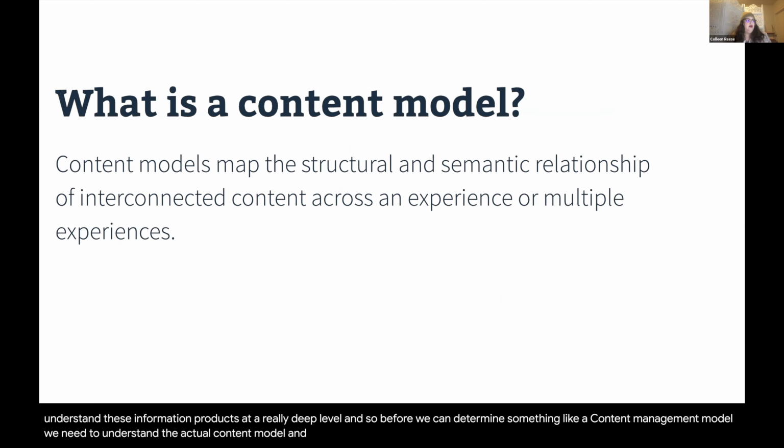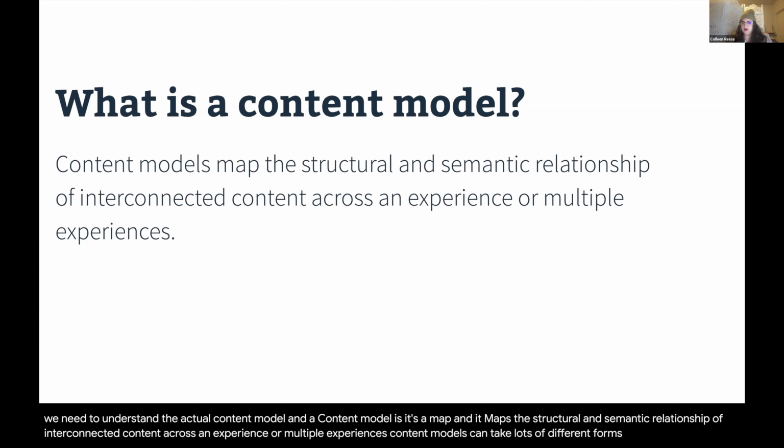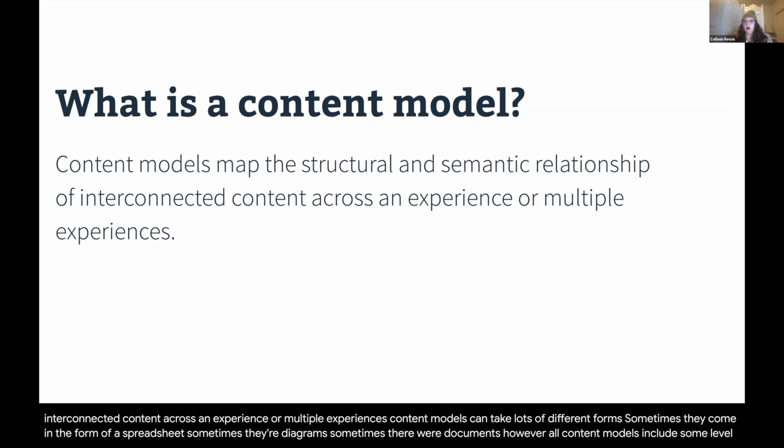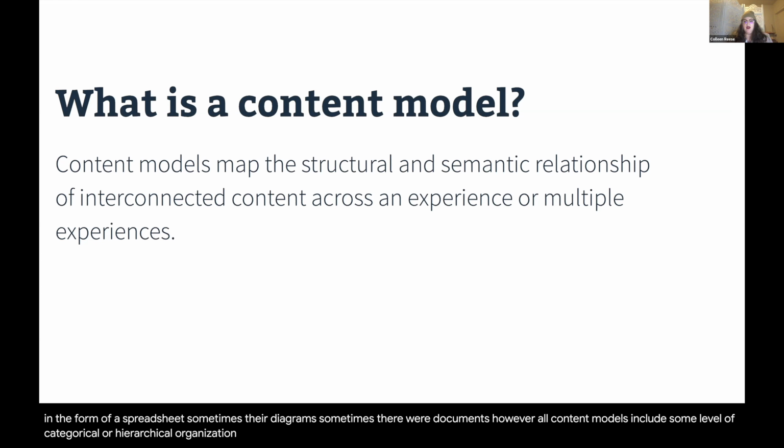And a content model, it's a map, and it maps the structural and semantic relationship of interconnected content across an experience or multiple experiences. Content models can take lots of different forms. Sometimes they come in the form of a spreadsheet. Sometimes they're diagrams. Sometimes they're Word documents. However, all content models include some level of categorical or hierarchical organization, as well as specifics regarding the informational requirements of different kinds of content.